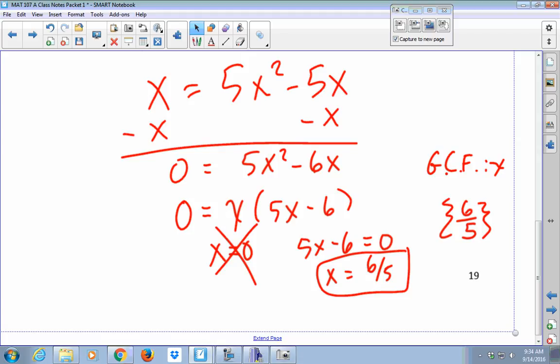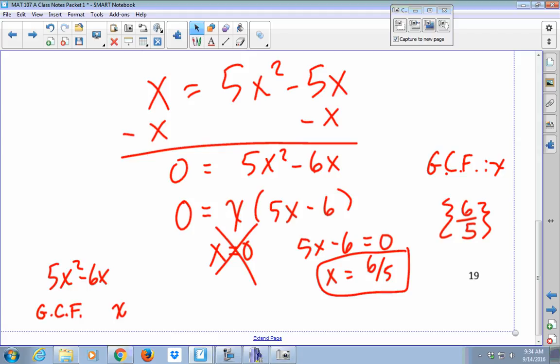Which part? But from the very beginning? No, like this factoring. Oh, here? Yeah. Okay. So when I see 5x squared minus 6x, I always ask myself as my first form of factoring, is there a factor common to both? And I see an x.